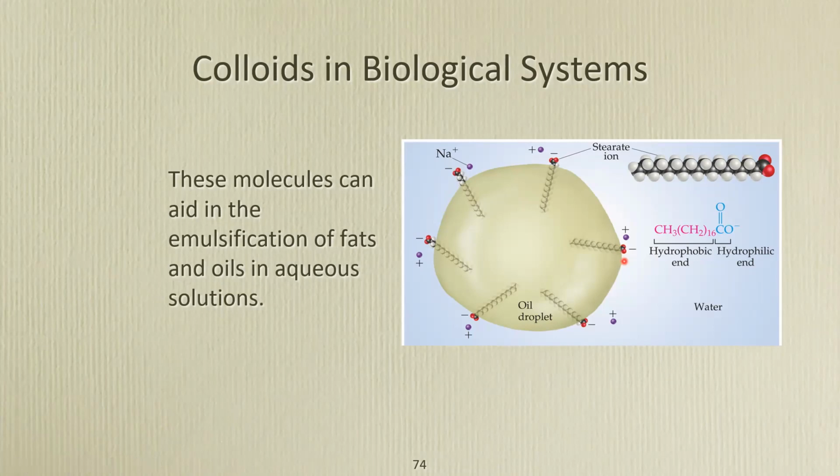Something like this actually occurs throughout the digestive tract. The gallbladder releases bile, and that bile contains structures like the sodium stearate we see here. Because it's got those two parts, it's allowed to interact with two different immiscible substances. This is important in terms of the absorption of fat soluble vitamins and things like that. It allows the digestion to occur more smoothly throughout the digestive system.